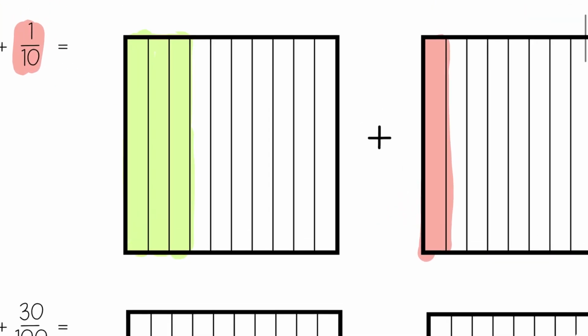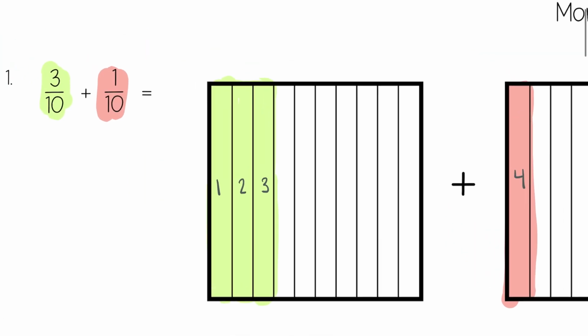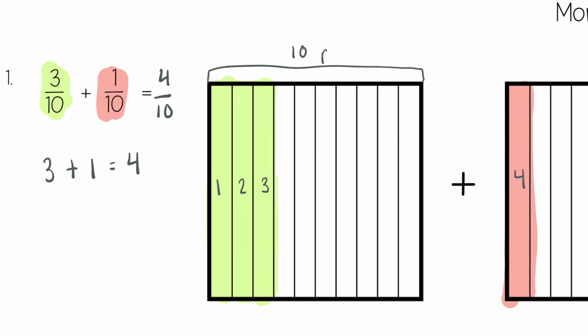So I'm zooming in on the model here because I'm going to add basically my rods now. I have 1, 2, 3, 4 rods, so I have 4/10. You could just add the numerators like I'm doing here. 3 plus 1 is 4, but I also represented it with my model because it's out of 10 parts. So that represents the fraction 4/10. Here I'm just showing you that the model is out of 10 equal parts, so the square is divided into 10 equal parts, so it can represent tenths.